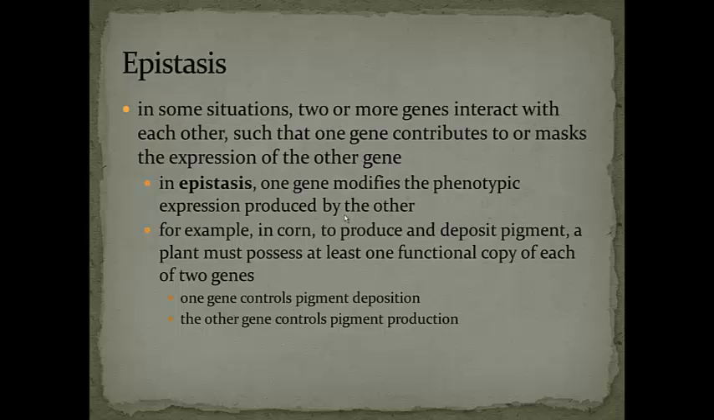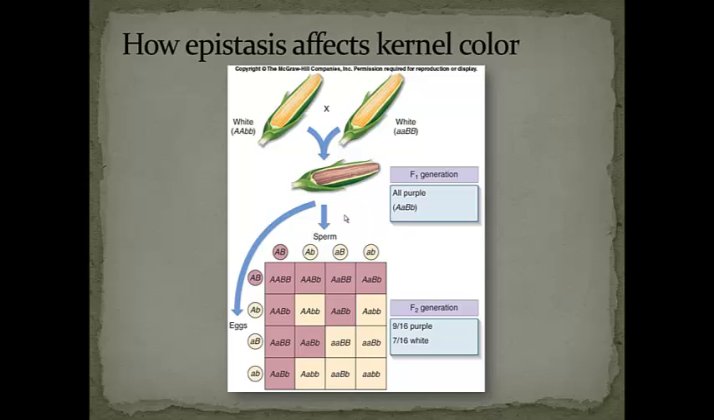Our example is corn. To produce and deposit purple pigment in corn, the plant must possess at least one dominant copy of 2 different genes. One gene handles pigment production, so making the pigment, that purple color, and the other one handles putting the purple color in the pigments. You need to have both to actually get purple corn.